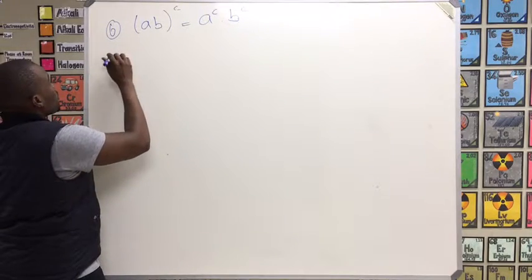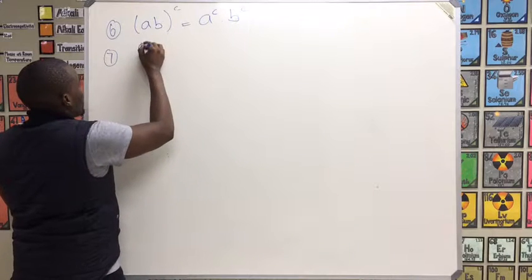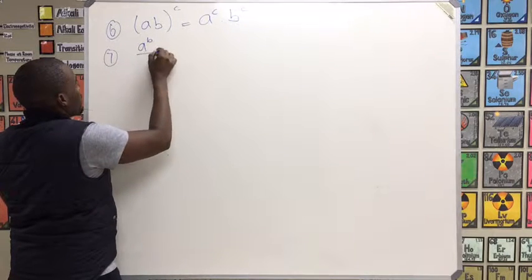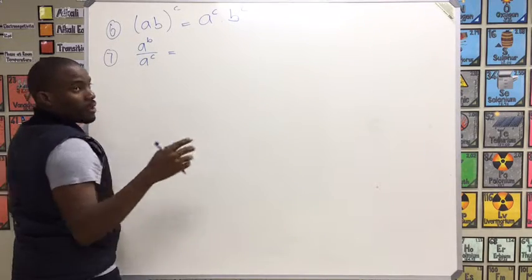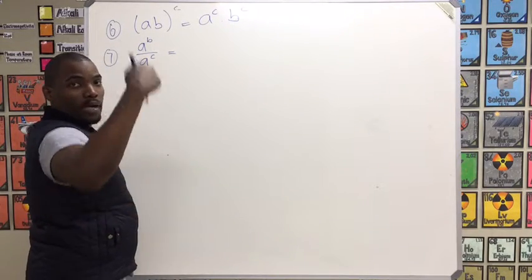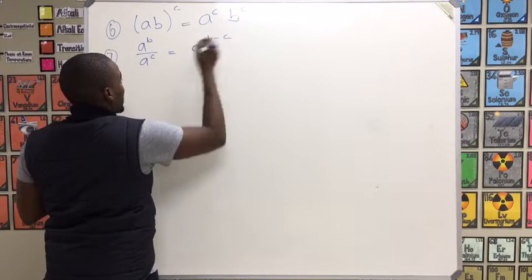And then let's look at an example where we divide the same base. We have a to the power of b divided by, let's say, a to the power of c. We then subtract the exponents, top minus bottom. So we get a to the power of b minus c.